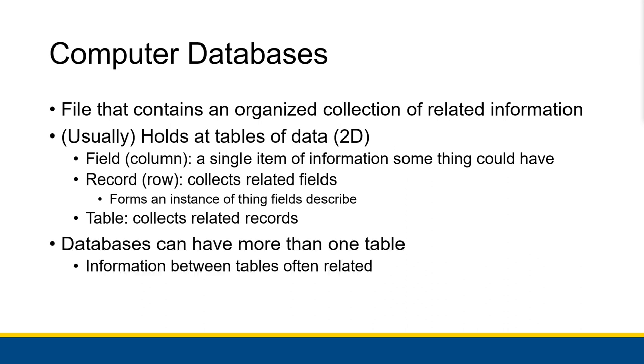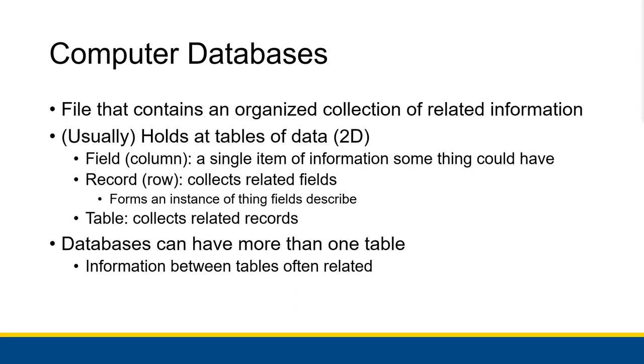Databases can actually have more than one table, where the information between tables is often related. In the students database, maybe we have a database of all the students in Allen Hancock, but we've separated it out so different tables hold the students separated by major. So all the students in the College of Business versus all the students in the College of Science and Math, and so on and so forth. Each of those could have their own table.